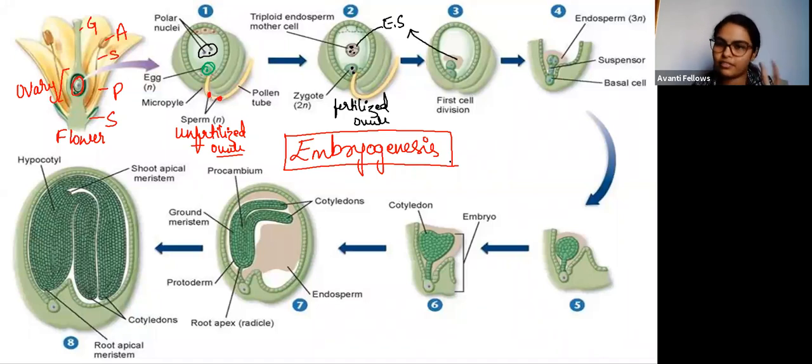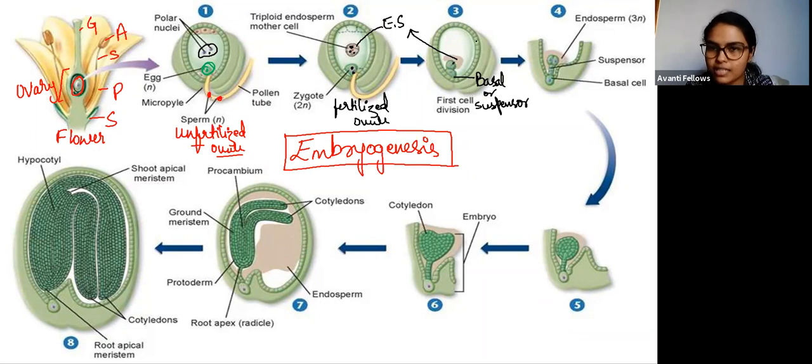It started dividing first, either by free nuclear division or by cellular division or by helobial type of endosperm. It can be anything, right? So here you can see this is the first cell division. That means the zygote has undergone one periclinal division and it gave rise to this basal cell, also called suspensor cell.